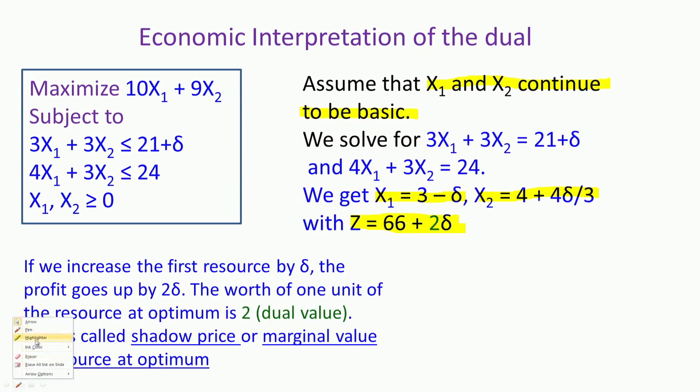So, we realize that if we increase the first resource by delta, 21 plus delta, the revenue goes up by 2 delta, 66 plus 2 delta. Therefore, this 2, which happens to be the value of y1, is the marginal value of the resource at optimum. At the optimum, if I increase the first resource by a small delta, then the profit goes up by 2 delta. Therefore, the marginal value of this resource, the worth of this resource at the optimum, is indeed 2.